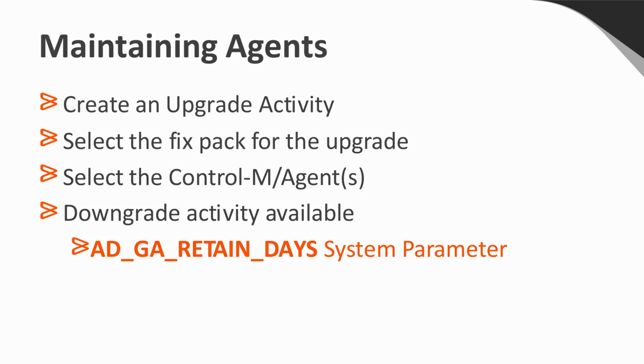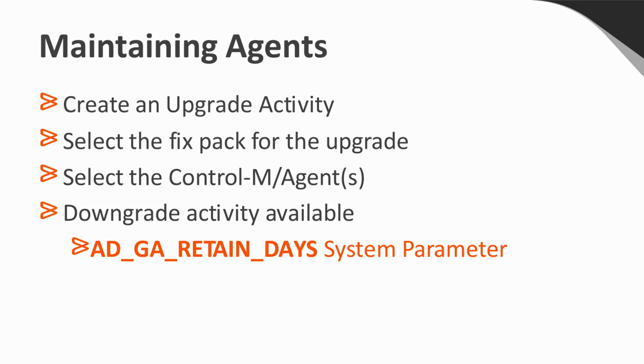It works the same as the upgrading agent process. We need to create an upgrade activity, choose the best option for us, transfer and automatically install, select the fixpack for the upgrade, and the Control M agents that will be upgraded. The Control M agent deployment tool also enables us to downgrade the upgraded agents in case that we need it.